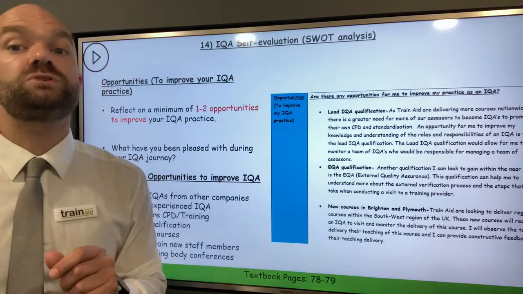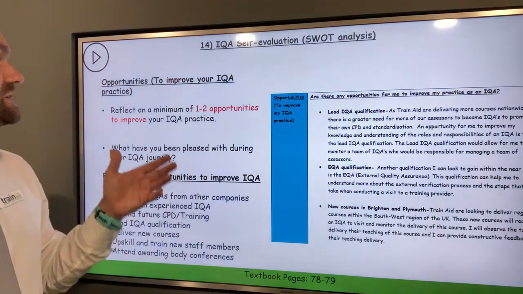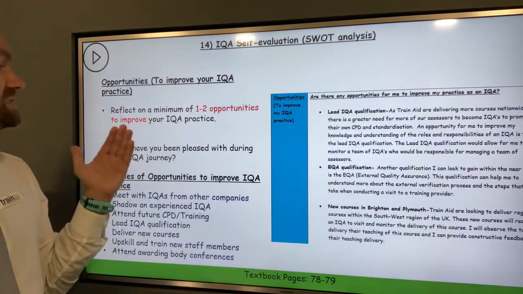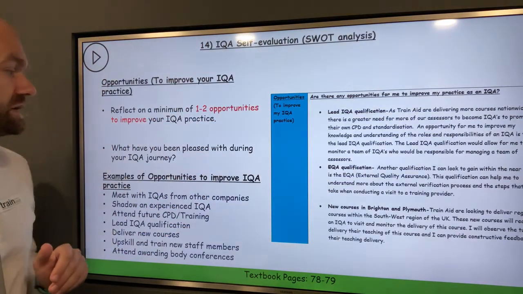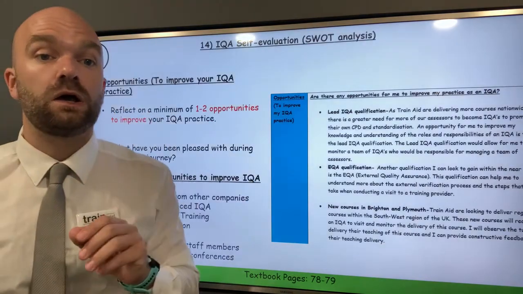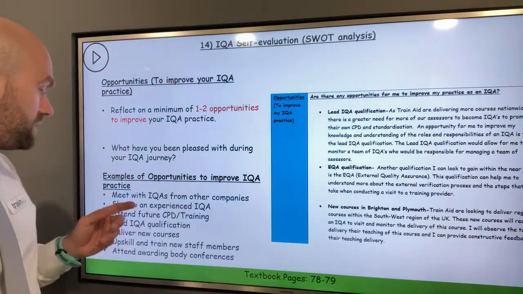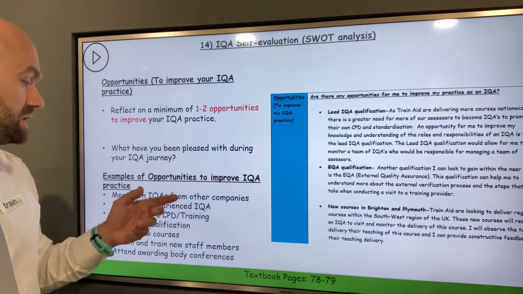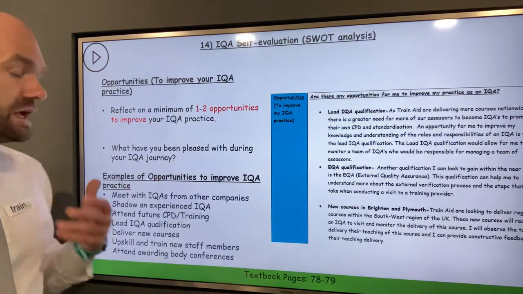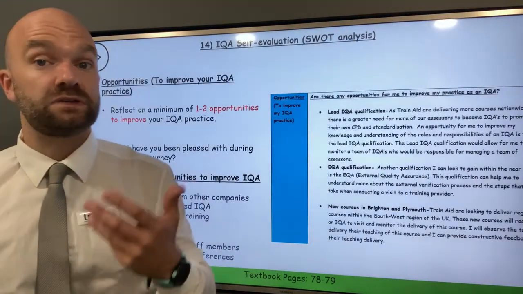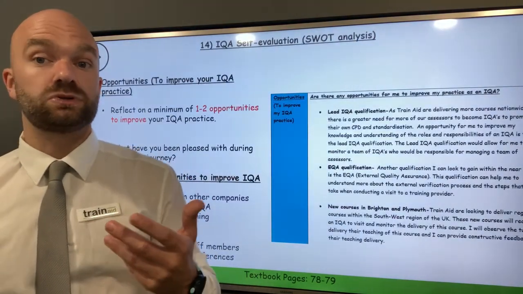Next key area is opportunities, so a bit more optimistic here. So thinking about 1 to 2 opportunities to improve your IQA practice. So think about your future aspirations as an IQA. So for example, you could meet with other IQAs in different companies, okay, to see how they do things, how do they standardize materials, for example.